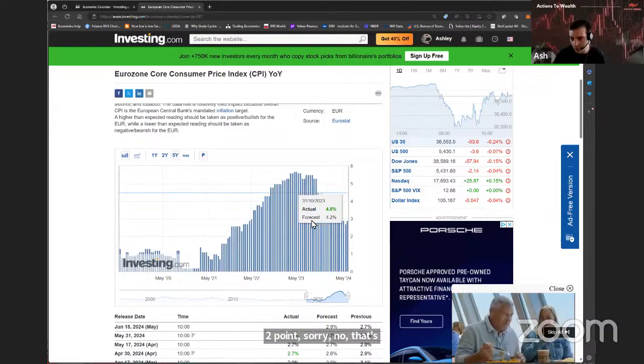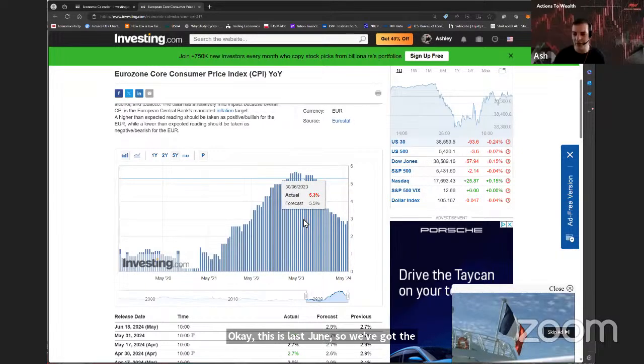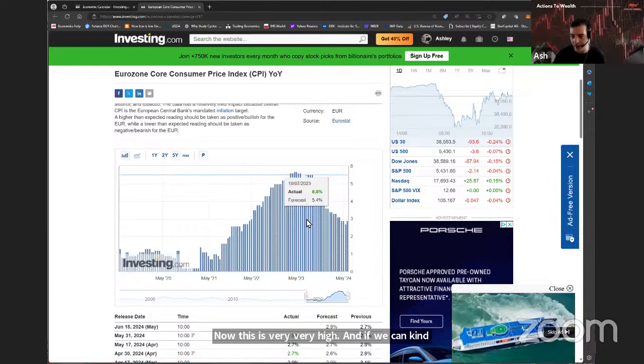Okay, this is last June. So we've got the prelim as the actual. So 5.3%. Now this is very, very high. And if we can consider now, and then it pops up.